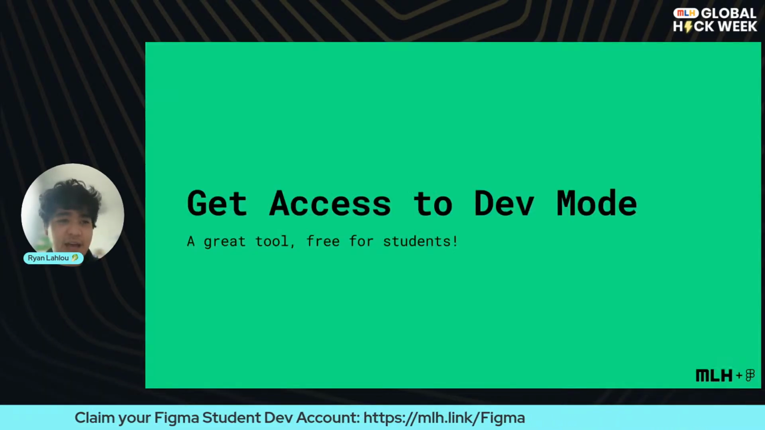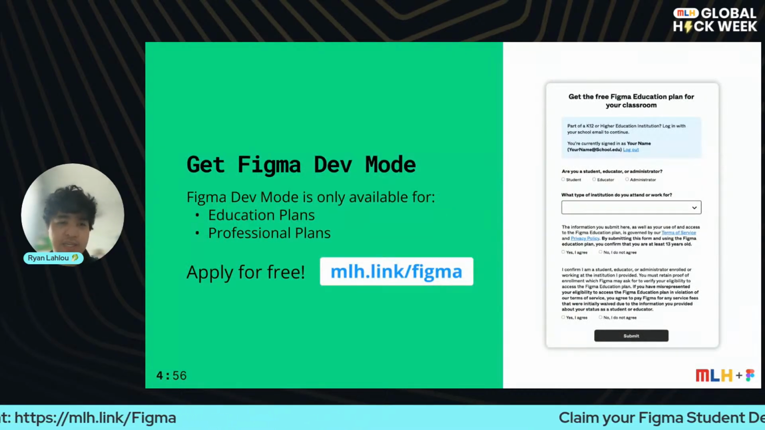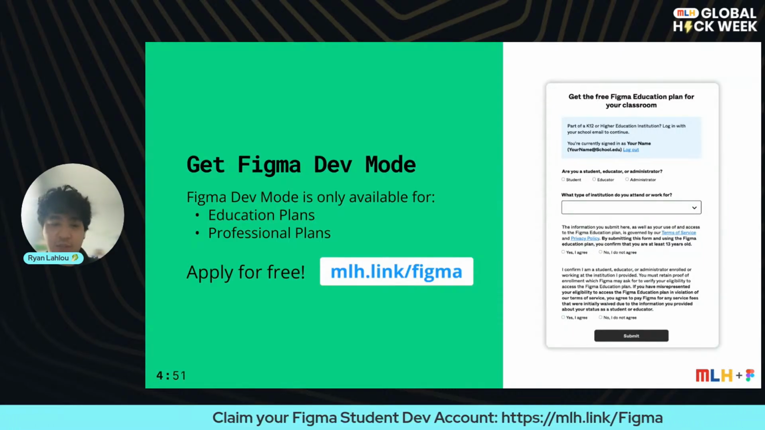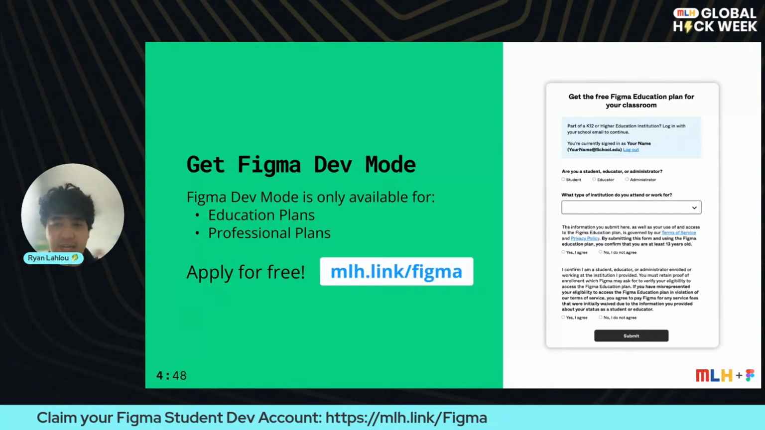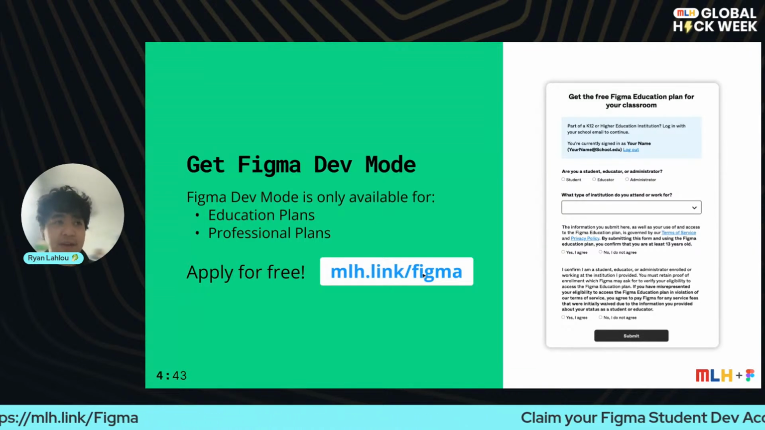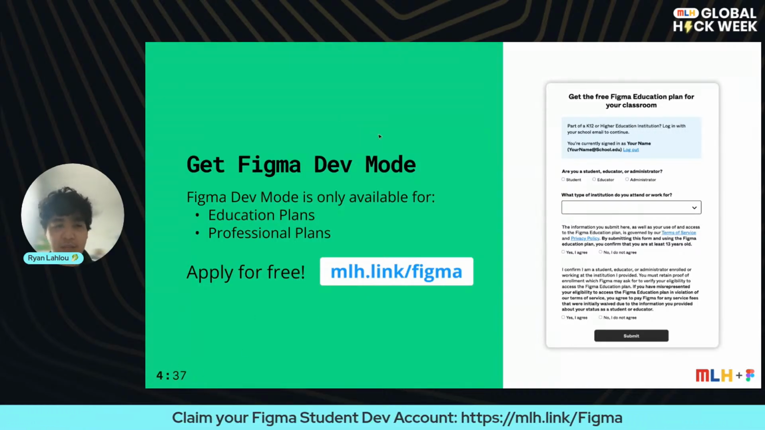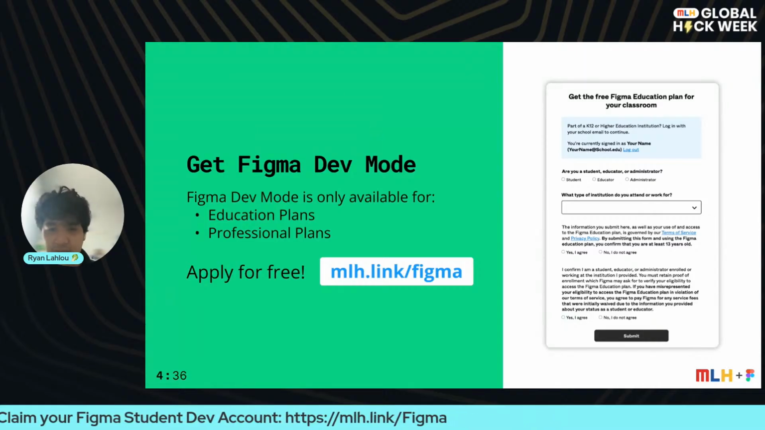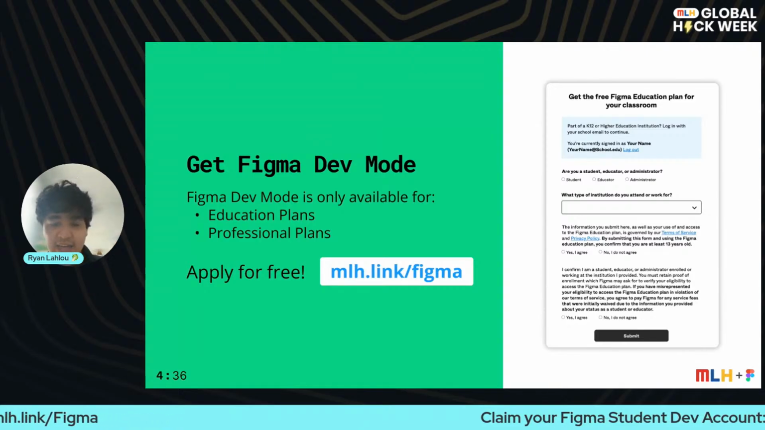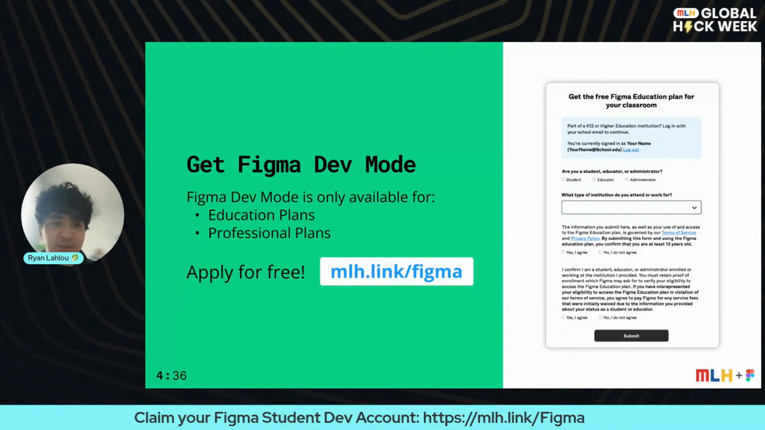So, saying all of that, let's get access to dev mode real quickly. Figma is free for students. To get access to dev mode, you have to have an education plan or a professional plan. So again, if you want to get access for free as a student, you can apply using mlh.link/Figma. I'm going to give everybody here about 5 minutes to sign in. If you have any problems, let me know in chat and I can help debug it with you live. So 5 minutes, sign up with that link over there on the right-hand side, and hopefully everyone here can get access to a developer license or a professional license.